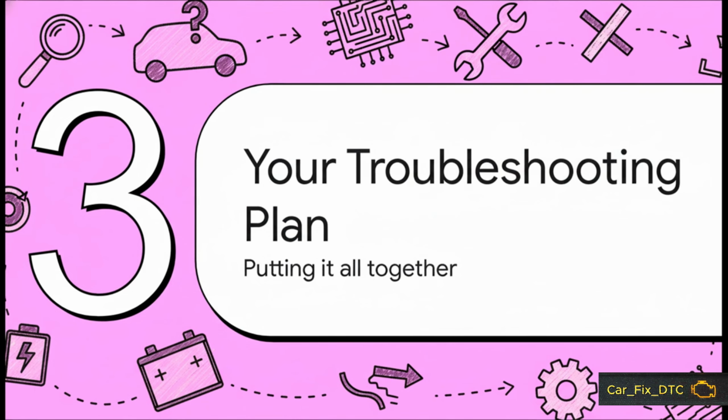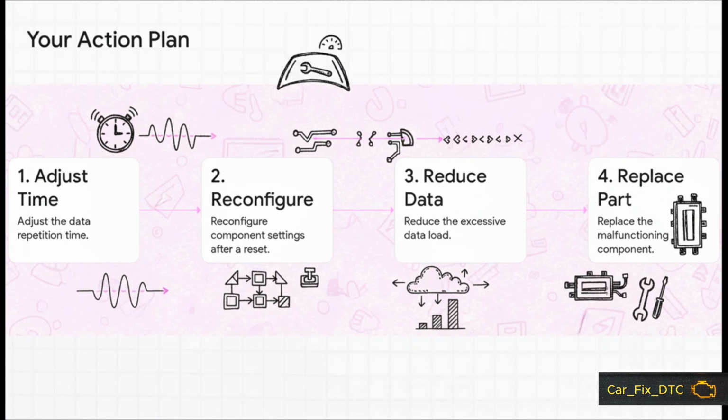All right, let's zoom out and put this all together into one simple, clear action plan. This is your game plan, your definitive checklist for crushing the B10D787 error code. Here it is, plain and simple. First, you adjust the time. If that doesn't work, you reconfigure the settings. Still seeing the code, you reduce the data load. And only after you have tried all three of those things, you even begin to think about replacing a component.